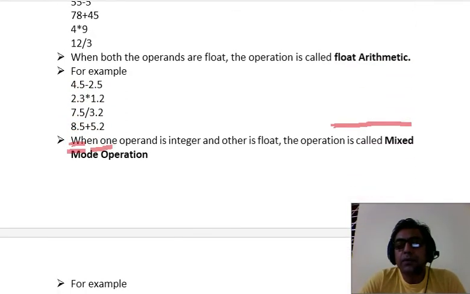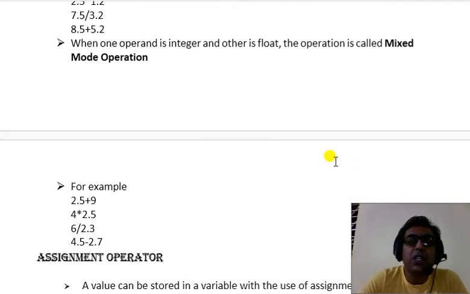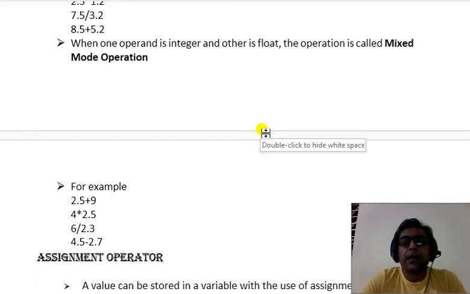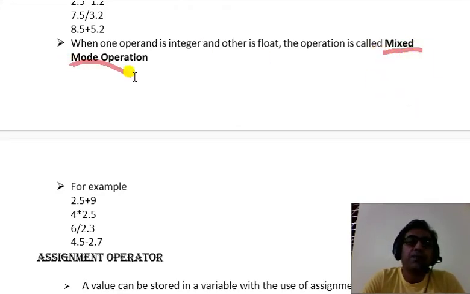Mixed mode operation means when we are performing a calculation on numbers, and the calculation is a combination of integer numbers as well as float numbers, then that is called a mixed mode operation. The example is given here, 2.5 plus 9.